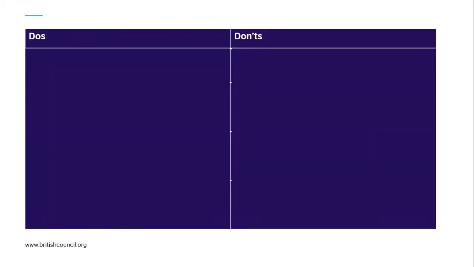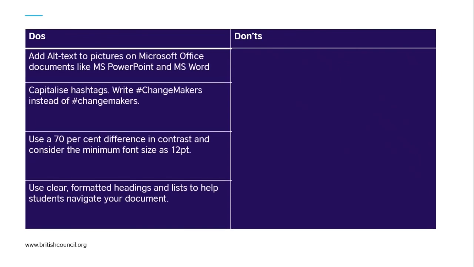And there is again a list of do's and don'ts here. Use the alt text for pictures on Microsoft documents, such as PowerPoint and Word, and the alt text will provide captions or descriptions for the pictures. So people who can't see the images because they are visually impaired or something can read through the screen readers. They can read the caption or the description.